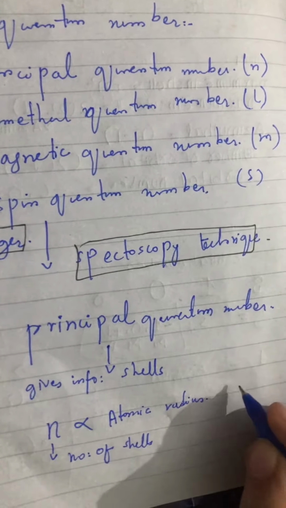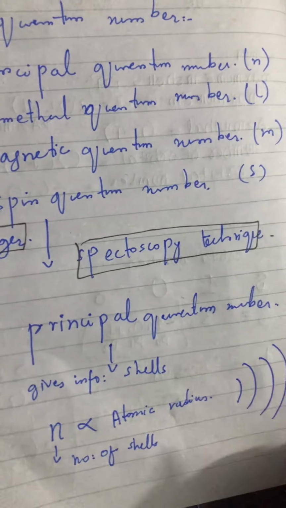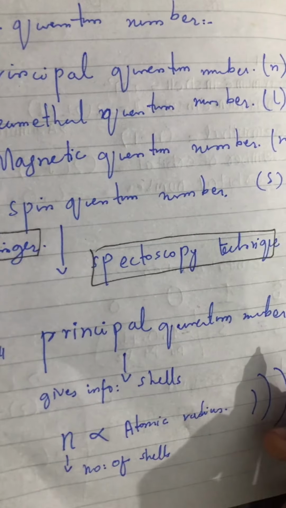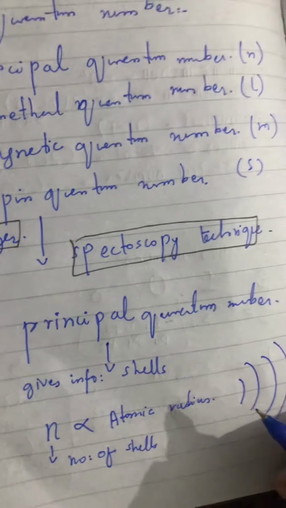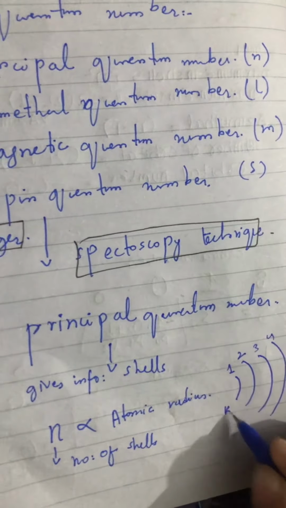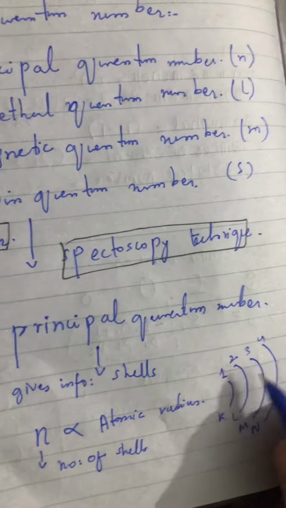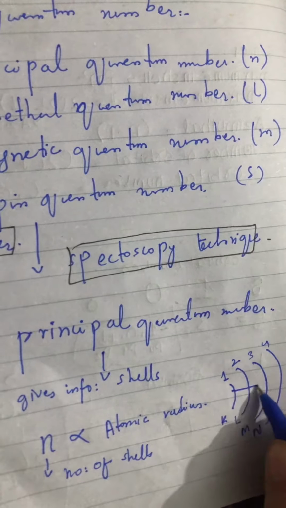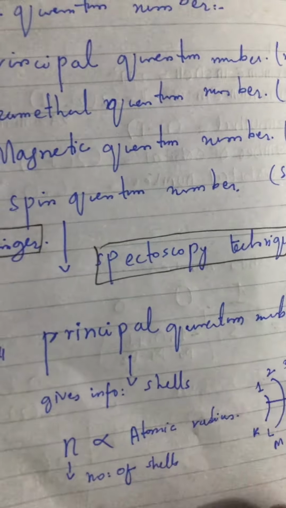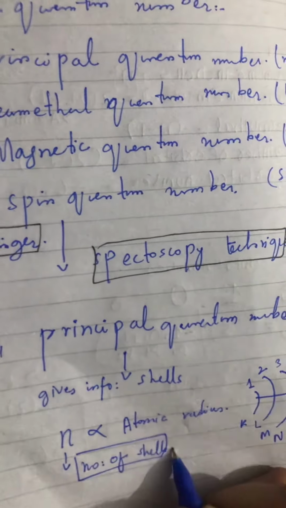How? Like these are the shells. In this, it's saying that when the number of shells increases, automatically the atomic radius will increase. Like this is the number 1 shell, 2, 3, 4, K, L, M, and N. The number of shells will increase, so the atomic radius will also increase. The atomic radius is directly proportional to the number of shells, and N denotes the number of shells.